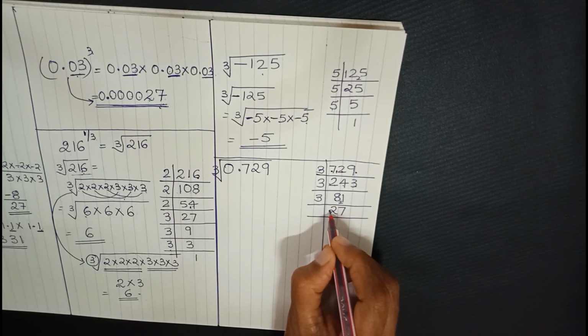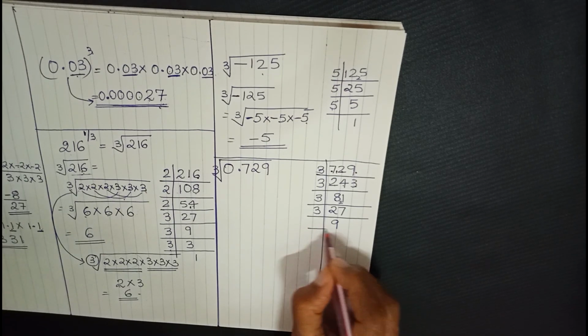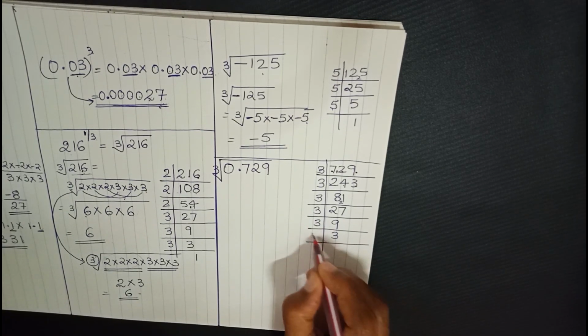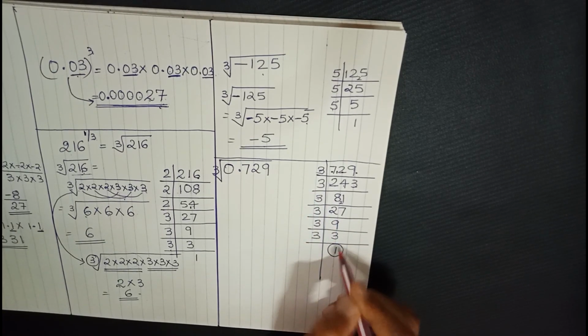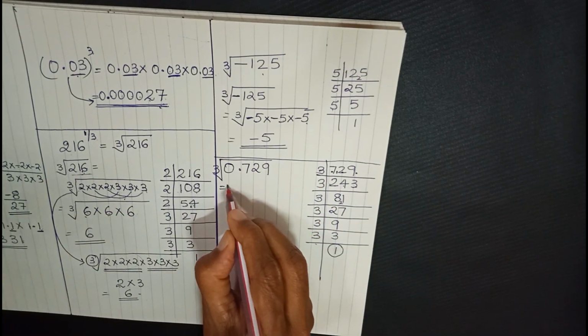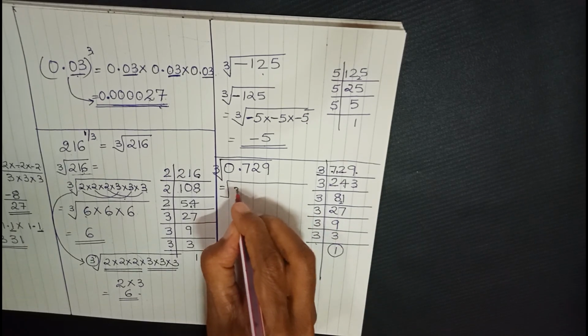Again 7 plus 2 is 9. We can divide it by 3. 3 nines are 27. Again 3. 3 threes are 9. Then 3 ones are 3. We should keep going till we get 1 here. So these are all the factors. So now this I can write as 1, 2, 3, 4, 5 and 6 times 3.